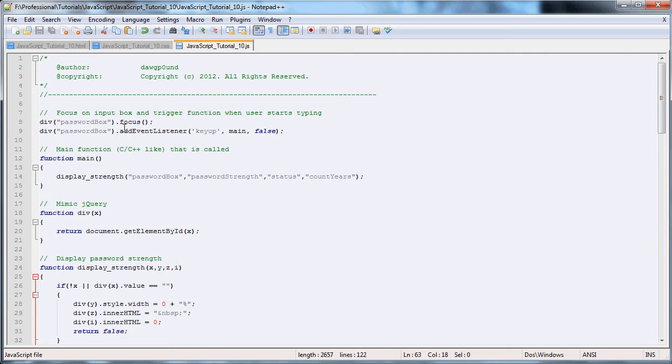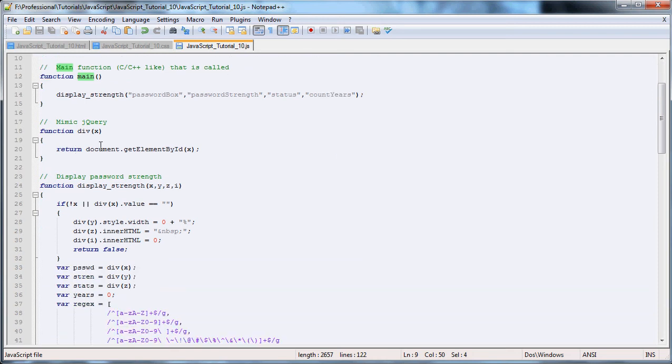So in other words, once the users start typing, which is the key up function, call this function main. What is main though? Main calls a function called display strength. You pass it the IDs of the password box, the password strength, the status, and the number of years it takes to crack it. Okay, again, this is just to mimic jQuery.